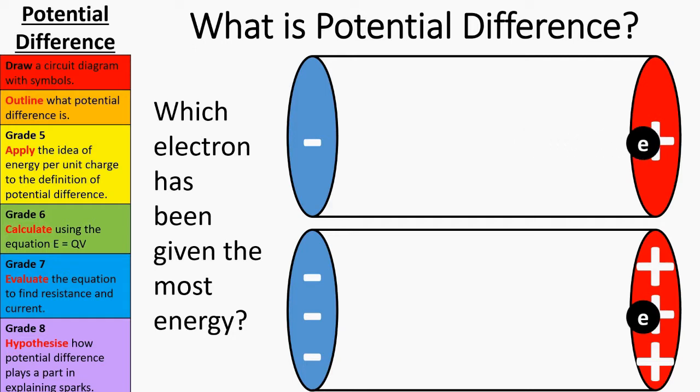So I hope that you'll agree that the electron at the bottom was given the most energy. It was able to move faster. This is how we measure potential difference. If you increase the difference in terms of the charges at either end, you increase the amount of energy that you give to that electron. Or in fact, if you remember, we don't really consider single electrons, do we? So you increase the amount of energy that you give to charge.